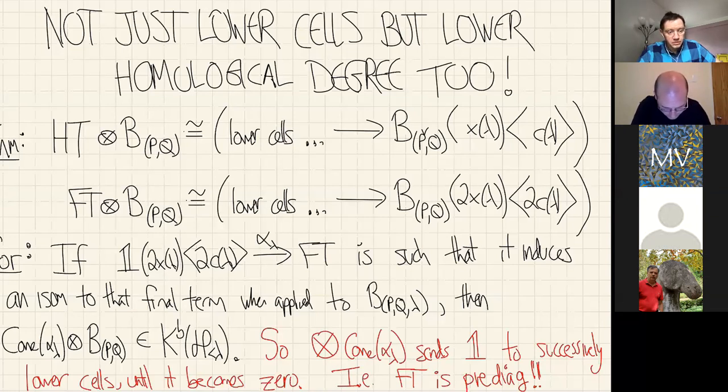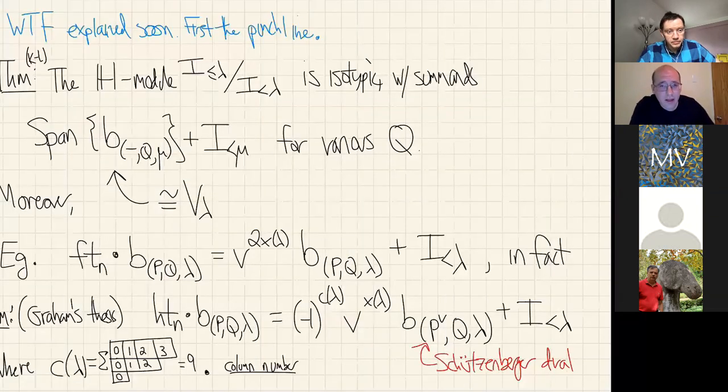I do want to say one thing. I said that the full twist acts on cell lambda by eigenvalue v to the 2x lambda. There's a beautiful result of Graham and then Mathis and then Lustig that if you take the half twist and act on cell lambda, then it actually acts by a sign and by some sort of Schützenberger twist.